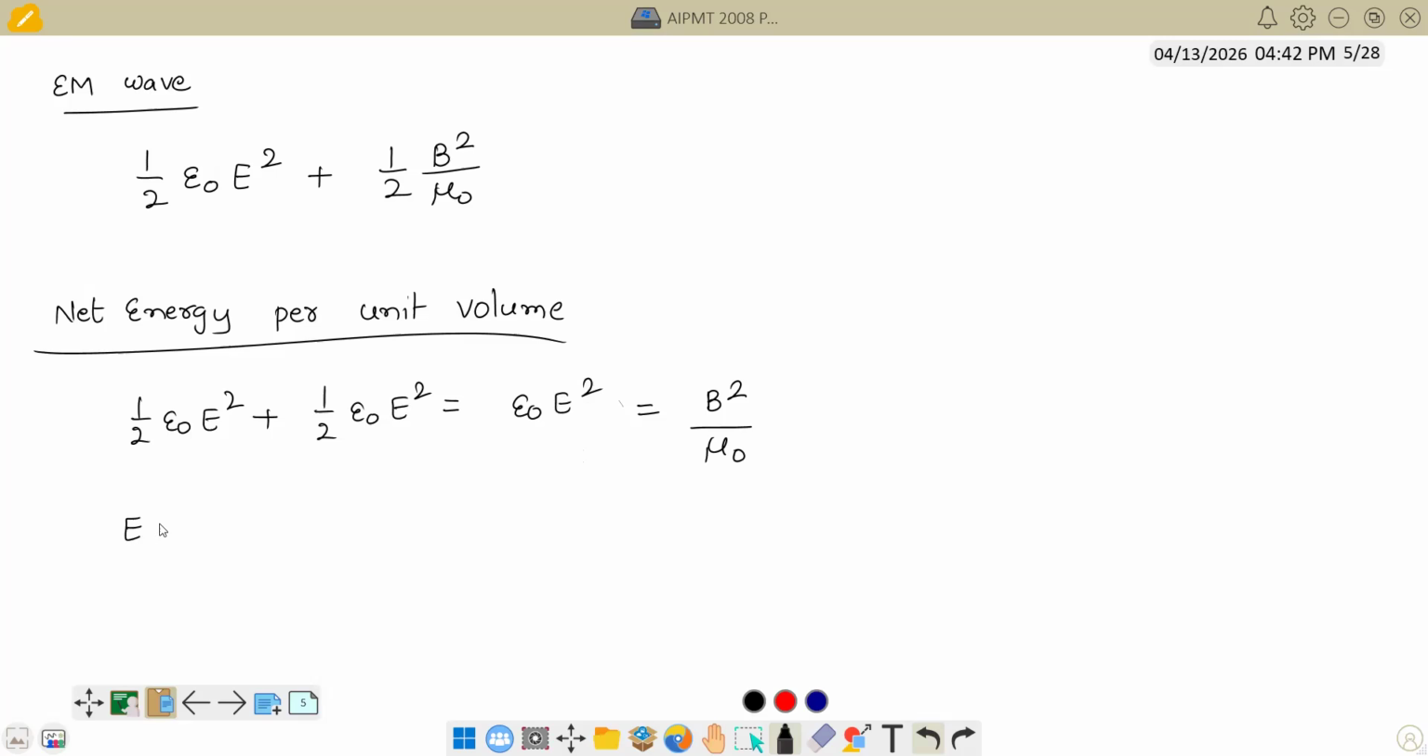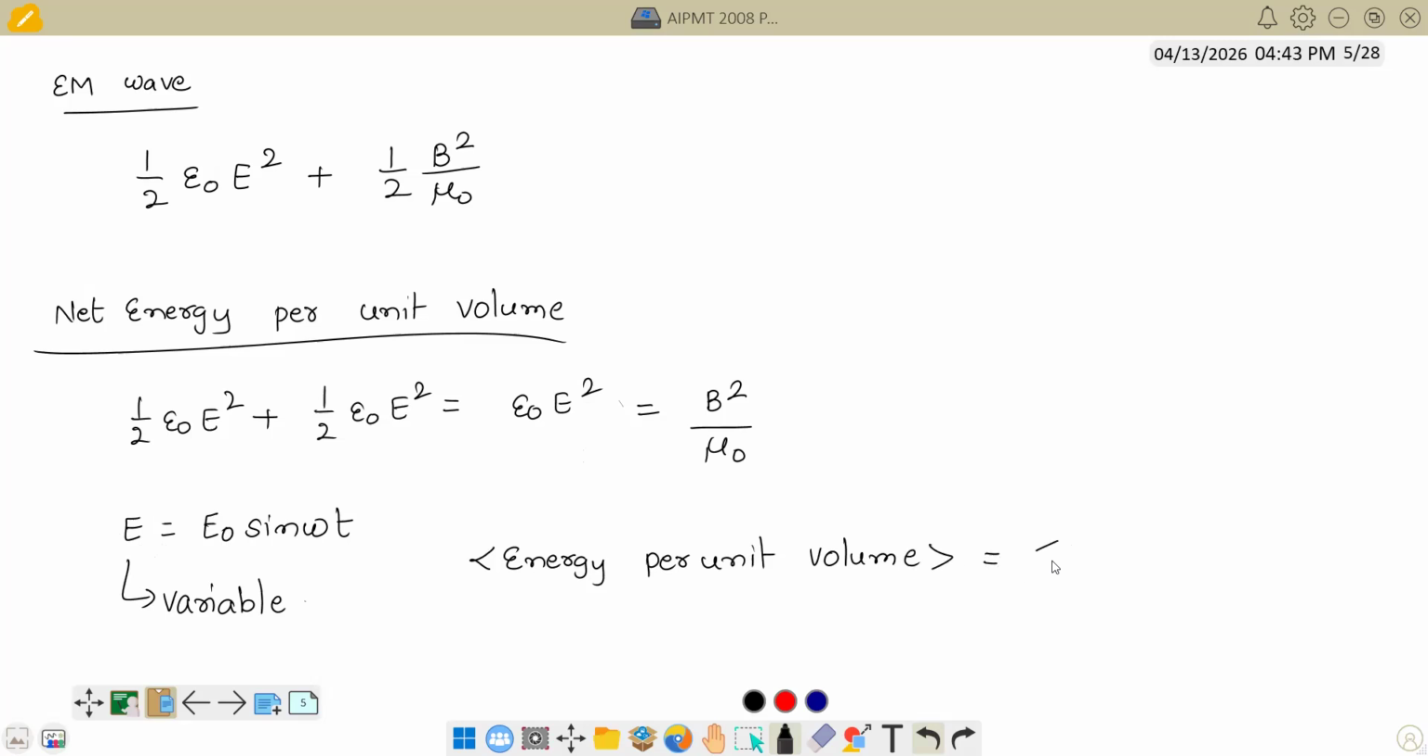Why? Because E itself would be some E naught sine omega t or cos omega t. That means E will be like a variable. Since E is a variable, what we will do is we'll find the average value. So if you want average energy per unit volume, you have to do average of epsilon naught E square, because total energy is epsilon naught E square. So you'll get epsilon naught, average of E square, which is nothing but RMS value. So you will get it as E naught square by 2, because E RMS would be E naught by root 2. So you have to just substitute that here.